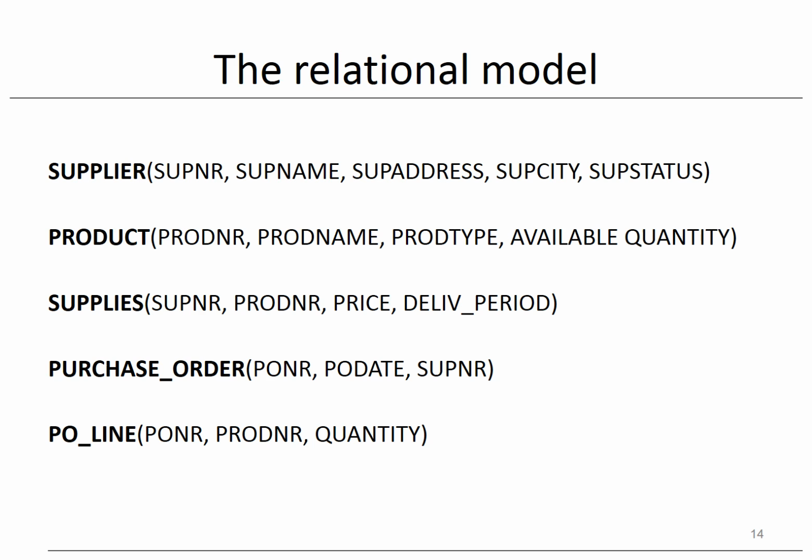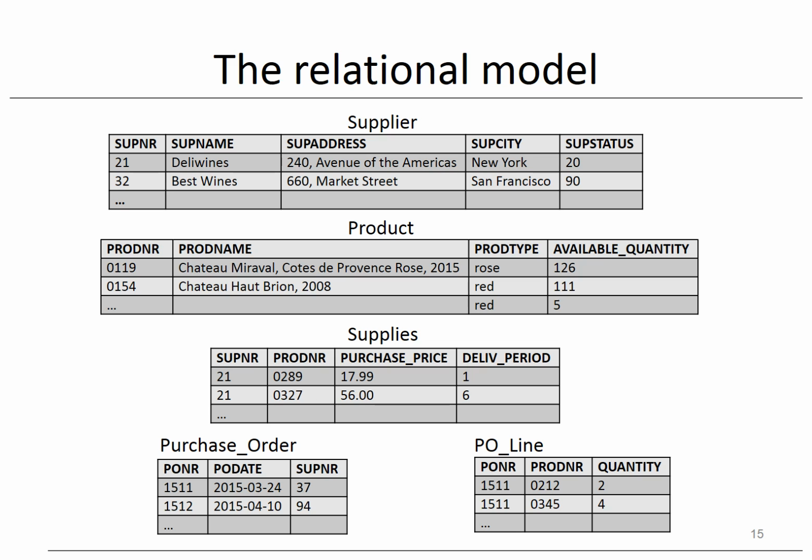Here you can see an example of a relational database scheme for a purchase order administration. It includes 5 relations: supplier, product, supplies, purchase order, and PO line. Each relation has a set of corresponding attribute types. Here you can see an example of a relational database state. Note that each tuple has atomic and single values for each of its attribute types.